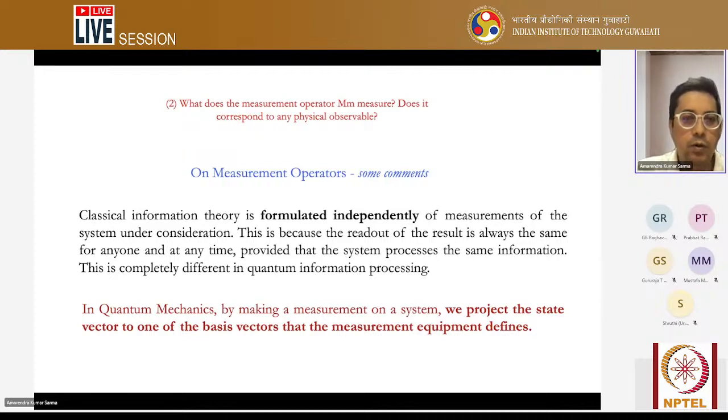But in quantum information processing, when you make a measurement, what you basically do is project the state into one of the eigenstates, or in other language, you project the state vector onto some basis vectors that the measurement equipment defines. So here, the measurement operator basically refers to the measurement equipment, you can say.